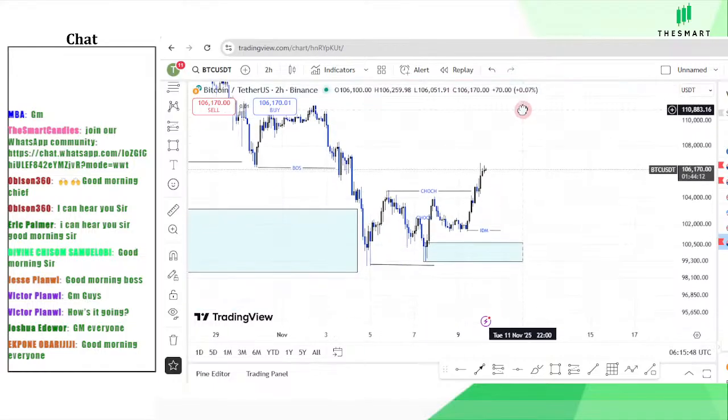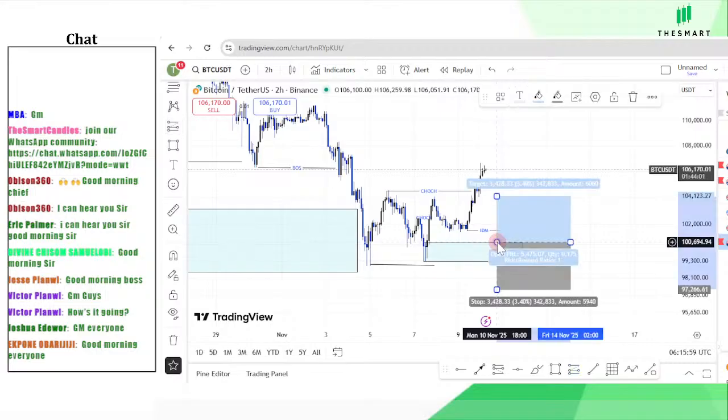So what was our trade entry? So for this week, expect a correctional move to this zone, and price should come back to this level. Let's place our buy order.